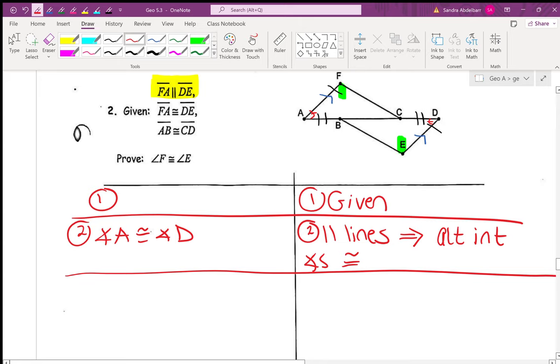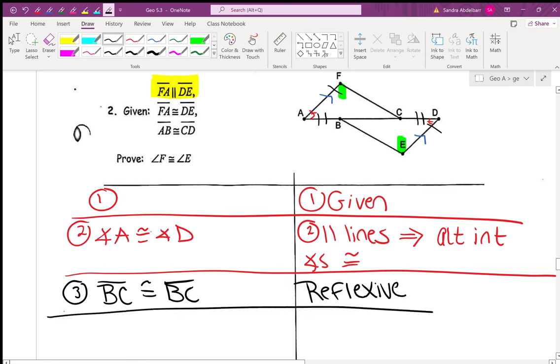I have segment FA congruent to segment DE, that counts as a side. I have angle A congruent to angle D, that counts as an angle. Do AB and CD count as a side? No, they're too small. What can I do to get the full sides? Livy. Can you do like BC reflexive in addition? You got it. We're going to say BC congruent to BC, reflexive.